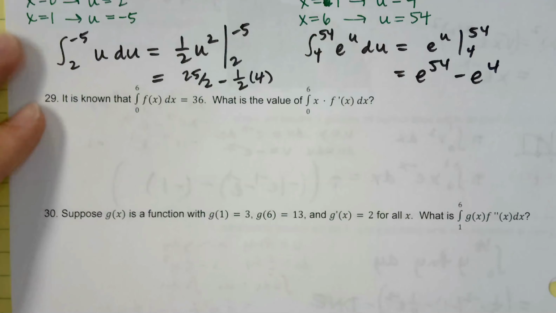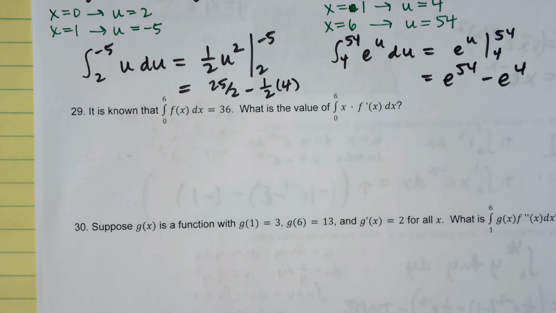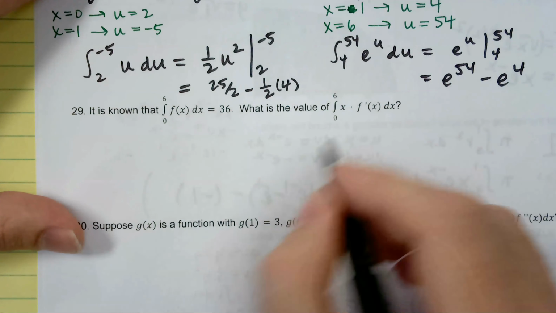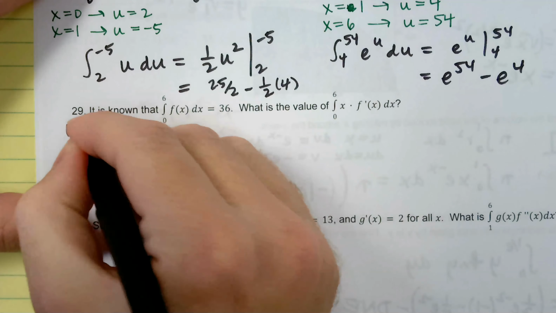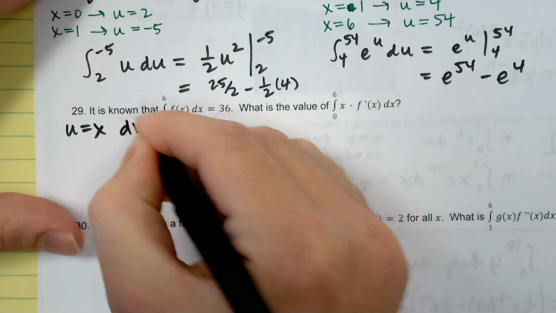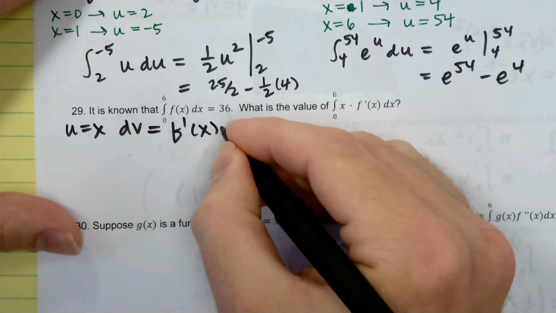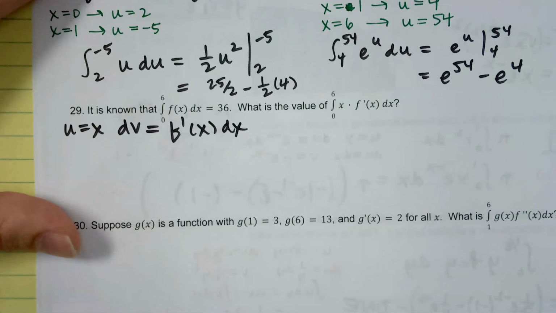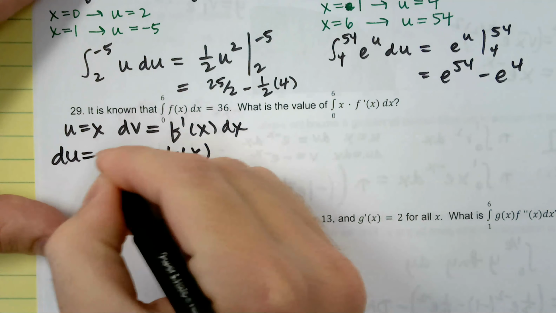Okay. Then it is known that the integral from 0 to 6 of f is 36, with the integral of x times f prime. Okay, so that's going to be u equals x, dv equals f prime of x dx. I don't see anybody's derivative hanging out anywhere. So that means v is f of x and du is dx.